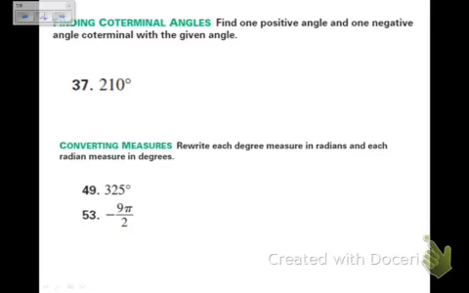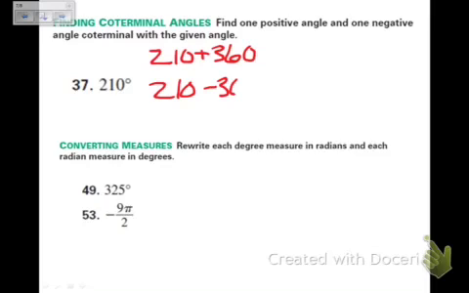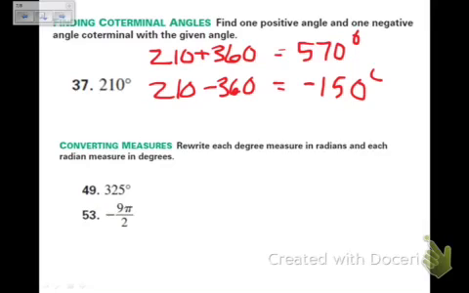Alright, last example here. Go ahead, see if you can pause, find the coterminal angles, and then convert the bottoms into radians and degrees. So pause here, see if you can solve these 3 problems, and then come back. Alright, hopefully we're back here. Remember, when finding coterminal angles, you are going to add 360, and you are going to subtract 360 from these. So I get 570 degrees. And I get negative 150 degrees.